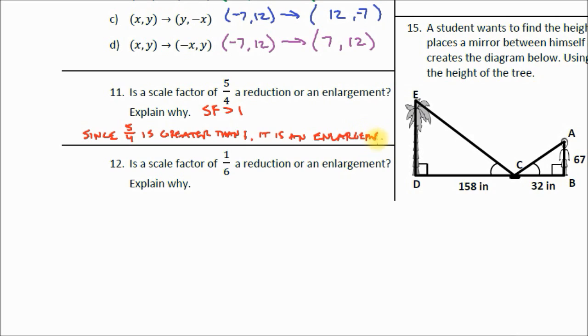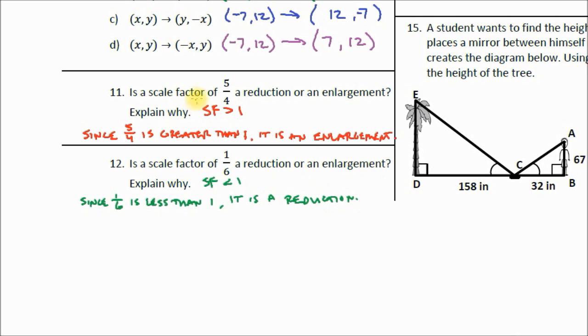I'm afraid I'm not going to fit this. I'm going to try to fit it. There we go. Since 5/4 is greater than 1, it is an enlargement. Let's take a look at number 12. Number 12 says, is a scale factor of 1/6 a reduction or an enlargement? Well, that is a scale factor that is less than 1. So, since 1/6 is less than 1, it is a reduction.